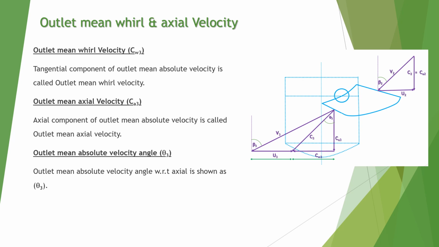So this is how we can draw the inlet velocity triangle and the outlet velocity triangle. Please note that the flow at inlet and outlet are both axial for the Kaplan turbine.